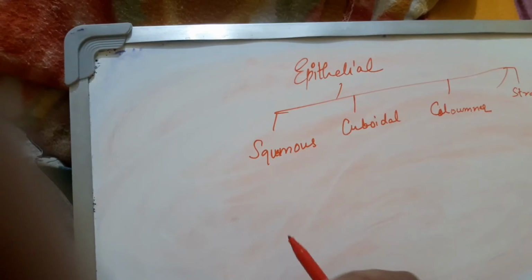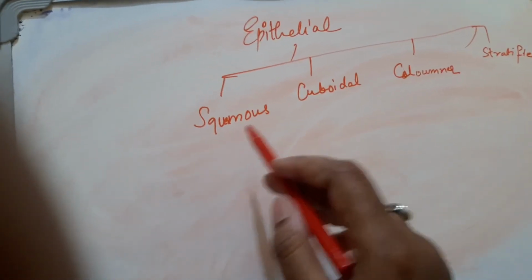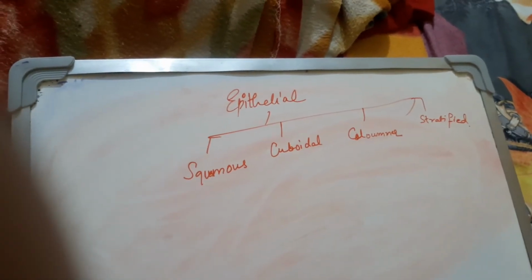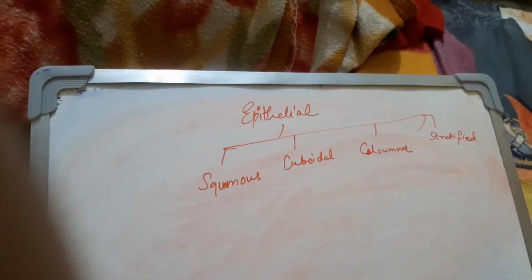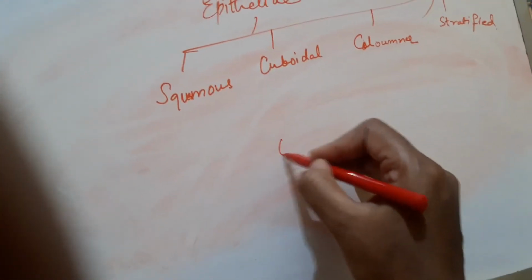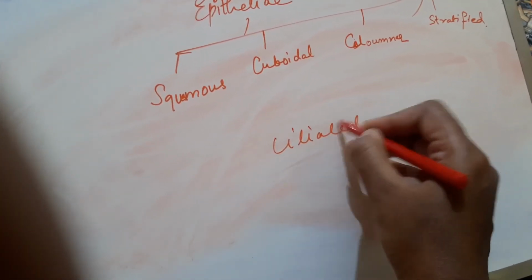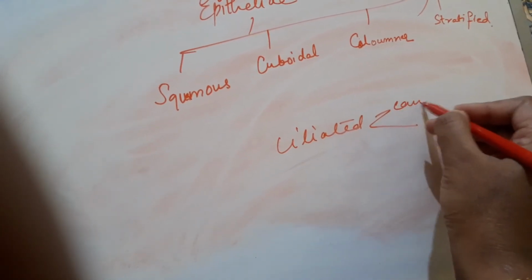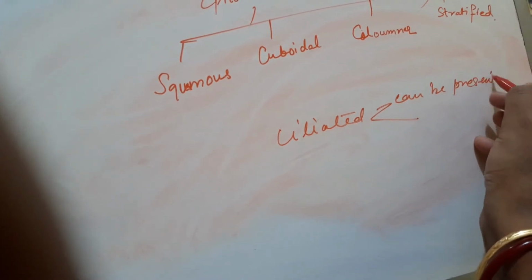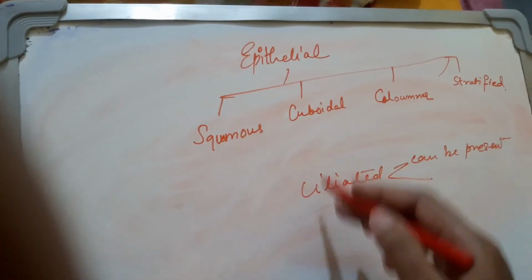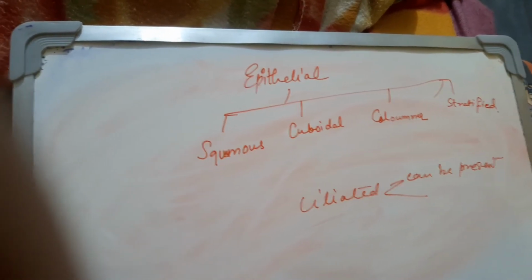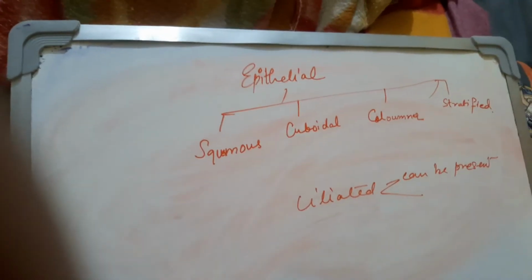There are kinds: squamous, cuboidal, columnar, stratified. As the name suggests, the name tells what kind of epithelial tissue it is. Apart from these, all these tissues can be ciliated, that is, cilia can be present or cannot be present. So it could be columnar ciliated, cuboidal ciliated, squamous ciliated, right?